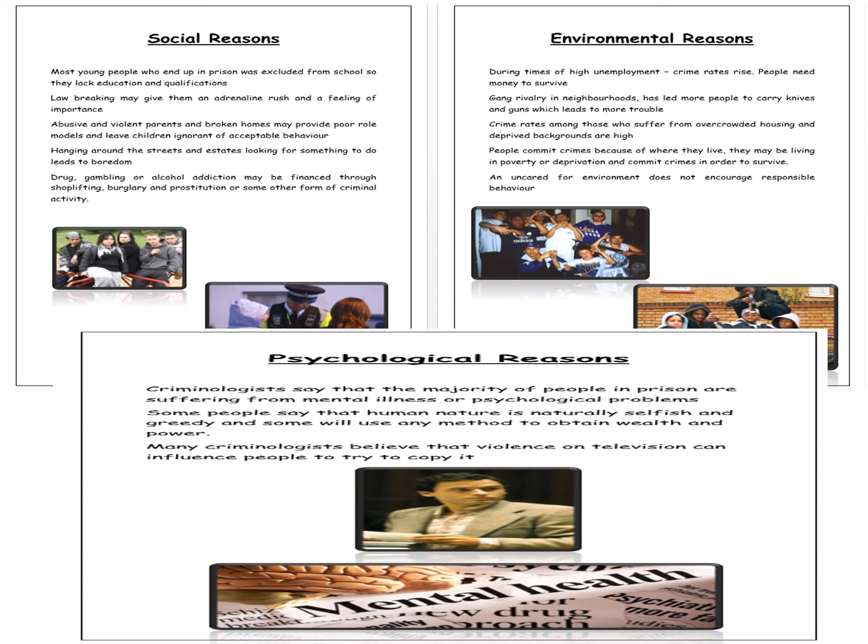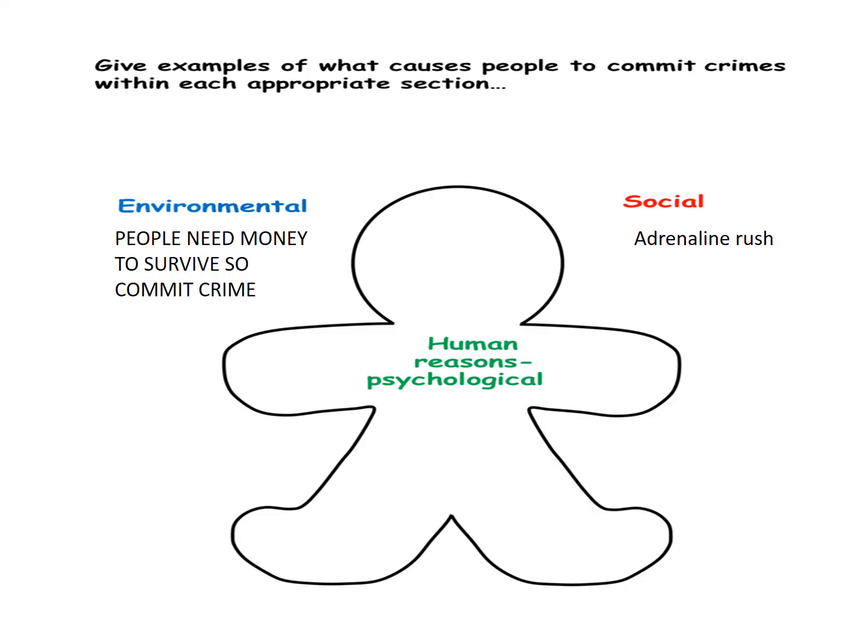So you're just looking to use these handouts to try and note down some social reasons, some environmental reasons, and some psychological reasons. You're not being asked to write down every single part, just a couple of points for each. So it might look something like this. We've got environmental here, so people need money to survive, so commit crime. We've got a social reason there, so the adrenaline rush. So that's what you'd be looking to have in your jotter.